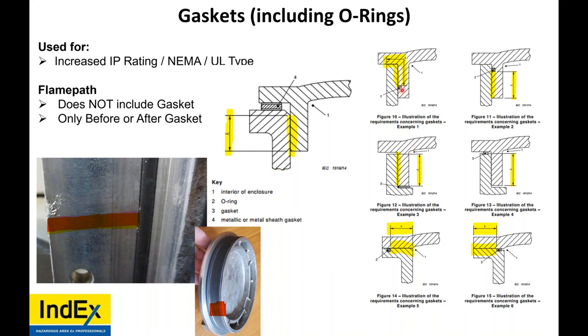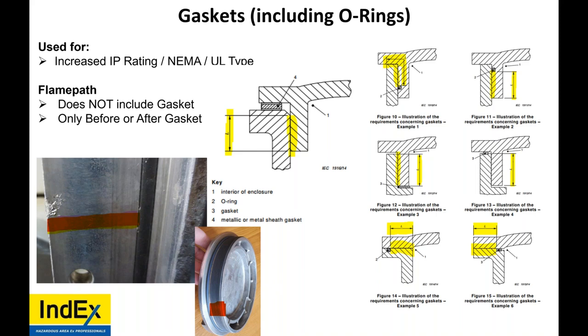The flame path on this one is the complete L. But on this one, the flame path is inside, after the gasket. So if the area is damaged, is it the flame path or not? We have to know the location of the gasket. Take a look at these images, take a look in the standards.